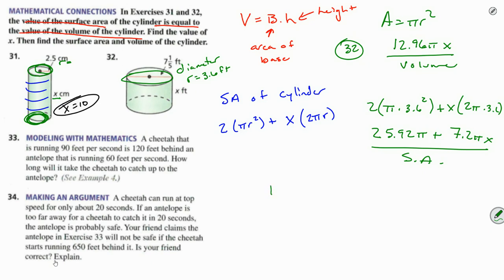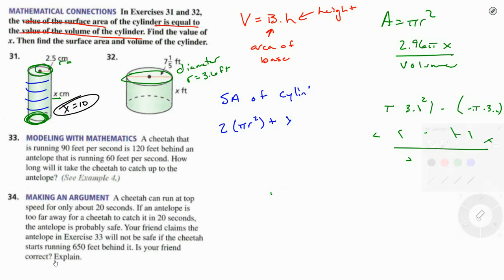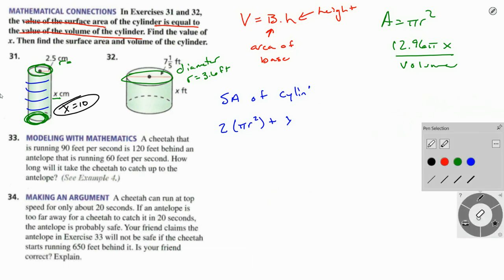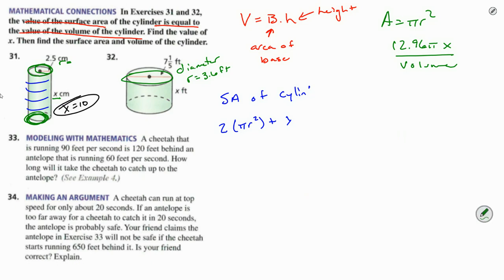So if we set it equal, go 12.96 pi. What happened to all my writing? Do I have to start over on the surface area? It kind of looks like. I'm not sure what happened to all my writing there, y'all.